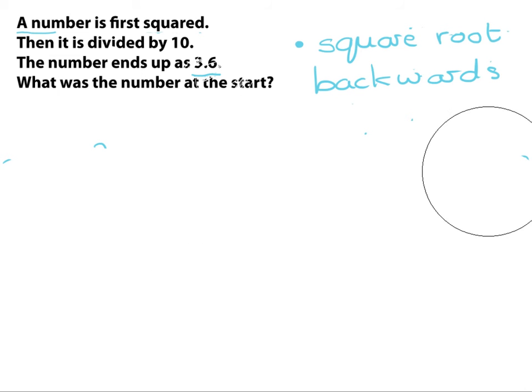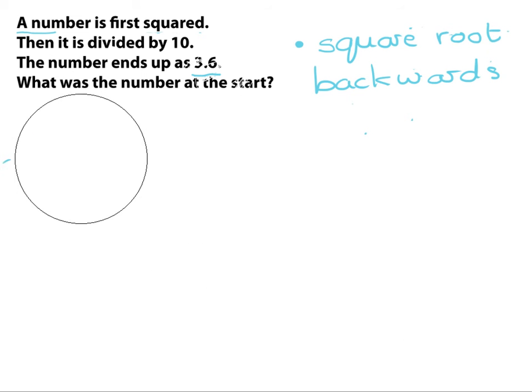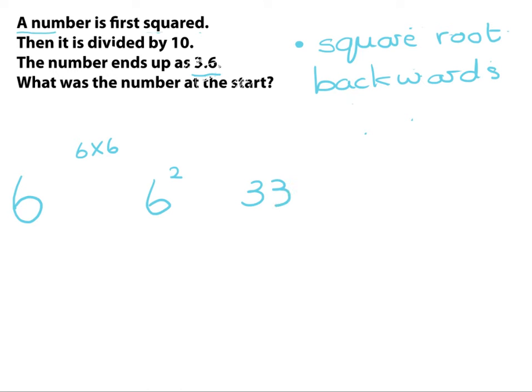So we've looked at square roots. We've looked at squares. Now, let's have a look at the question. We need to go backwards. A number is first squared. I'm going to tell you, the number is 6. This is the answer to the sum. So the number is first squared, which means 6 times 6. 6 squared equals 36. Then it's divided by 10, and it equals 3.6.